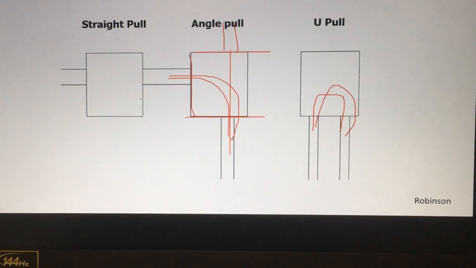Like I said, a straight pull does not have to be perfectly straight. As long as it enters one side of the box and exits the opposite side, it's still considered a straight pull, not an angle pull. Got it? Thank you.